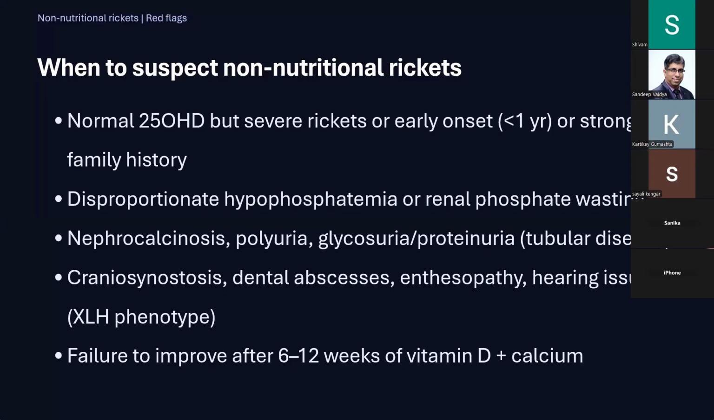Features such as nephrocalcinosis, polyuria, glycosuria, proteinuria, suggestive of tubular diseases, again point towards hypophosphatemic rickets. Features such as craniosynostosis, dental abscess, enthesopathy, though enthesopathy occurs in the later stages, and hearing issues can be suggestive of X-linked hypophosphatemic rickets. And if after 6 to 12 weeks of good vitamin D therapy there is still no sign of improvement, in that case we should suspect non-nutritional rickets.